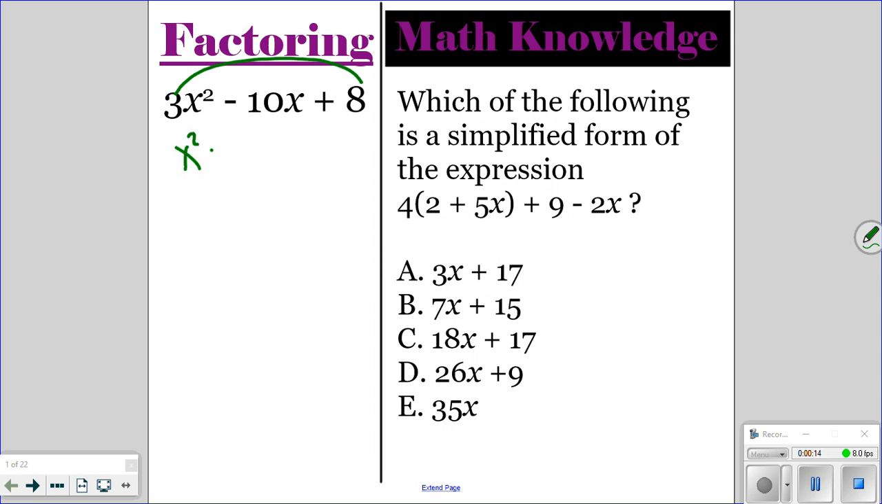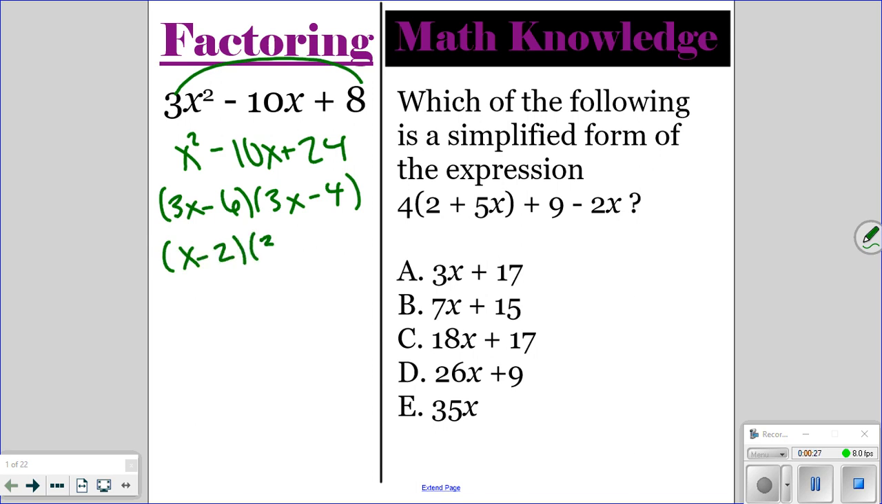So x squared minus 10x plus 24. Then you're going to have 3x minus 6, 3x minus 4. Then the first one will reduce to be x minus 2 and 3x minus 4.